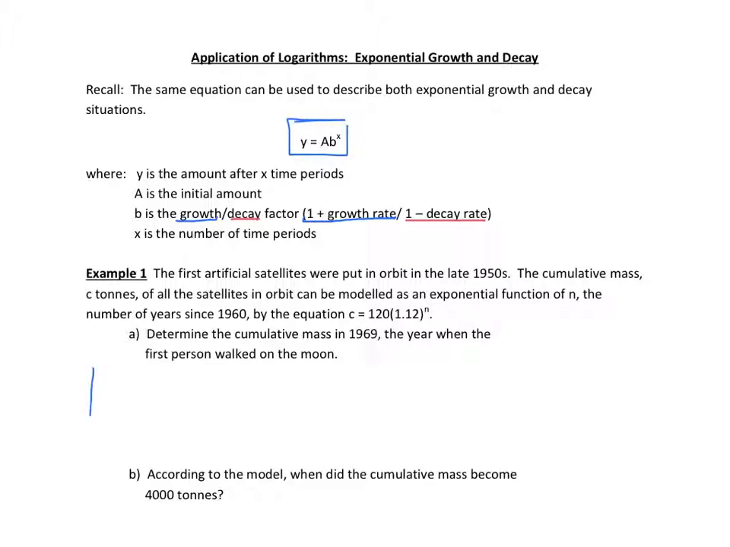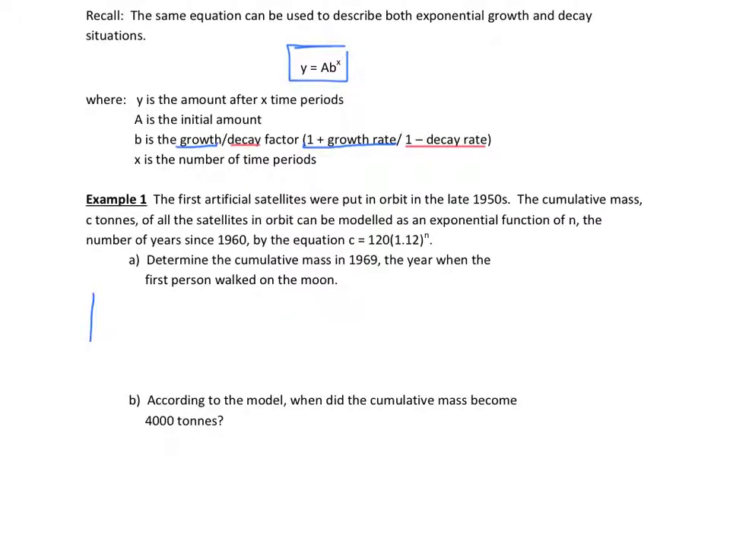So for example, this first one says, the first artificial satellites were put in orbit in the late 1950s. The cumulative mass, c tons, of all the satellites in orbit can be modeled as an exponential function of n, the number of years since 1960, by the equation c equals 120 times 1.12 to the exponent n. So c is the cumulative mass, and n is the number of years since 1960.